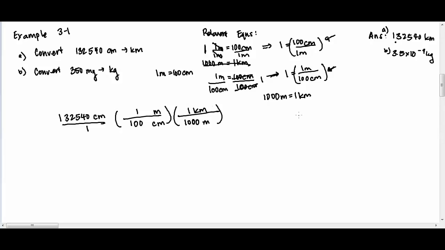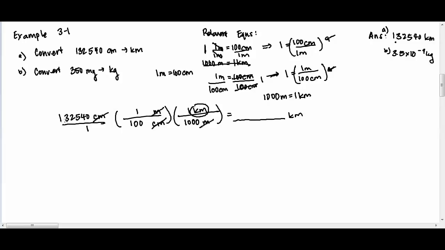Now, we're going to cancel out the units. And look at the units. This centimeter over here on top is going to cancel out with that centimeter on the bottom. This meter over here on top is going to cancel out with that meter on the bottom. And the answer that I get is going to be some kind of number, blah, blah, blah, kilometers, because the only units that are left is kilometers.